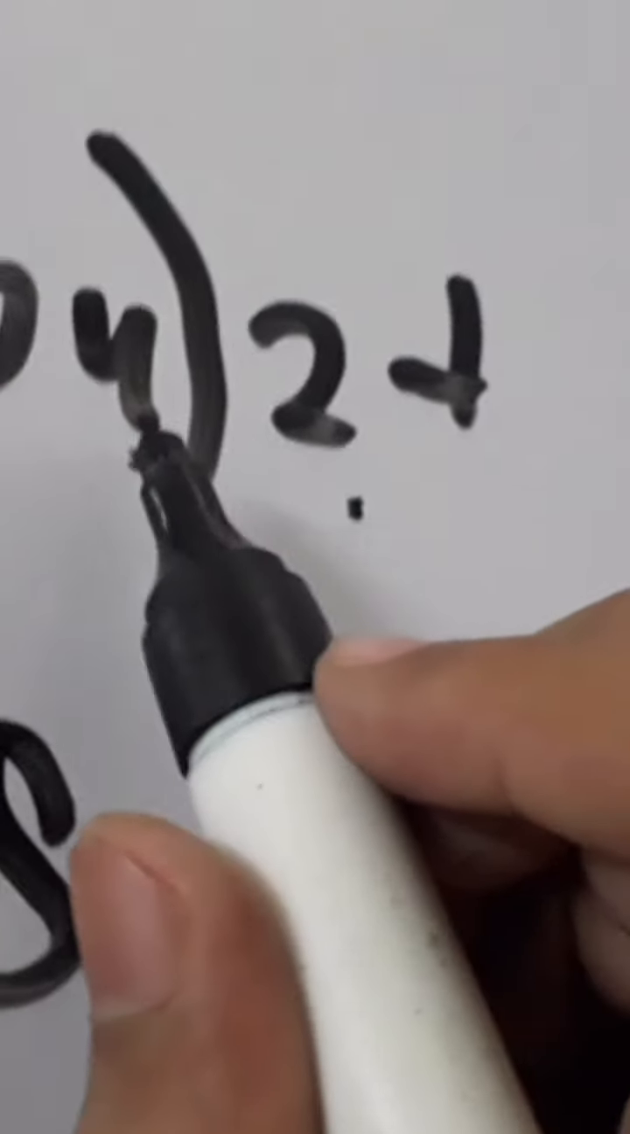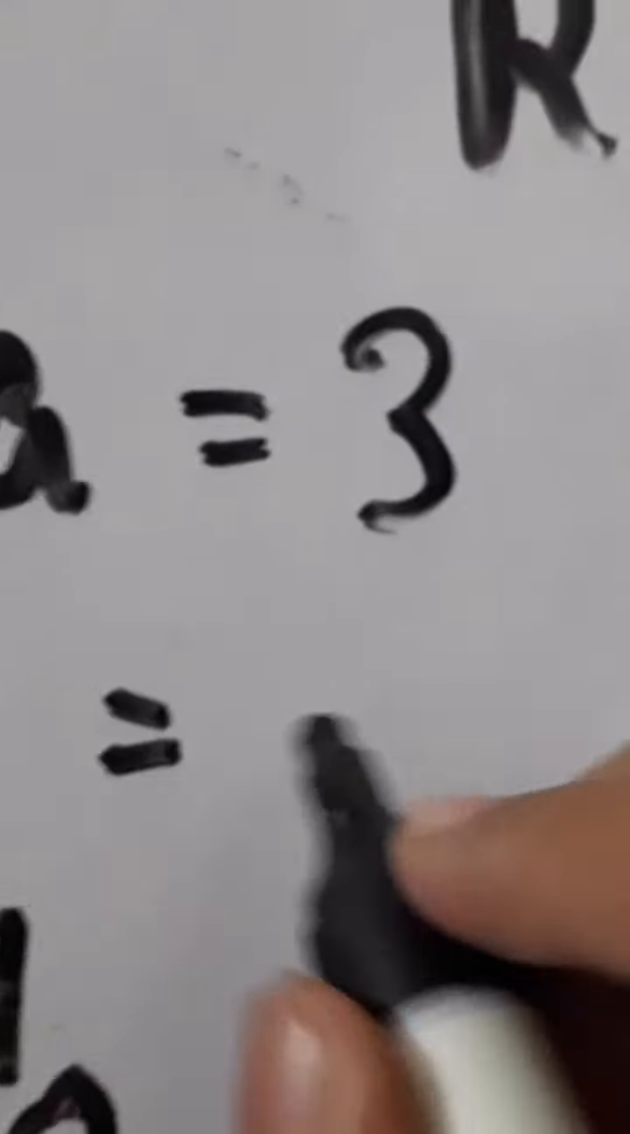Now we come to the right hand side. Here it is 3. In oxygen, here 1 and here 4 into 2, which is 8. 8 plus 1, which gives us 9. In hydrogen, here only 2. And in phosphorus, here 2.